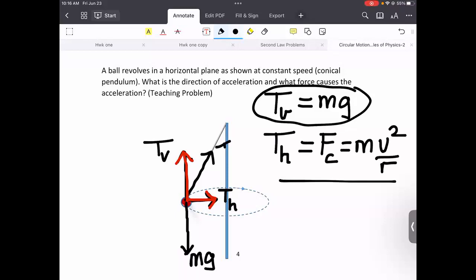So to answer the question, what is the direction of acceleration? The direction of acceleration will be towards the center. As you can see here, it's towards the center of the circular path. And what force causes the acceleration? The force that is causing acceleration is the component of the tensional force in the horizontal direction. So this is what is causing the acceleration, a component of the tensional force in the horizontal direction.